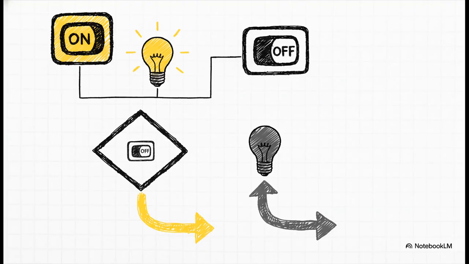Next up, Booleans, the bool type. It's about as simple as it gets. It's either true or it's false. That's it. But this little type is the backbone of all the decision-making in your code. All your if statements and loops run on this.